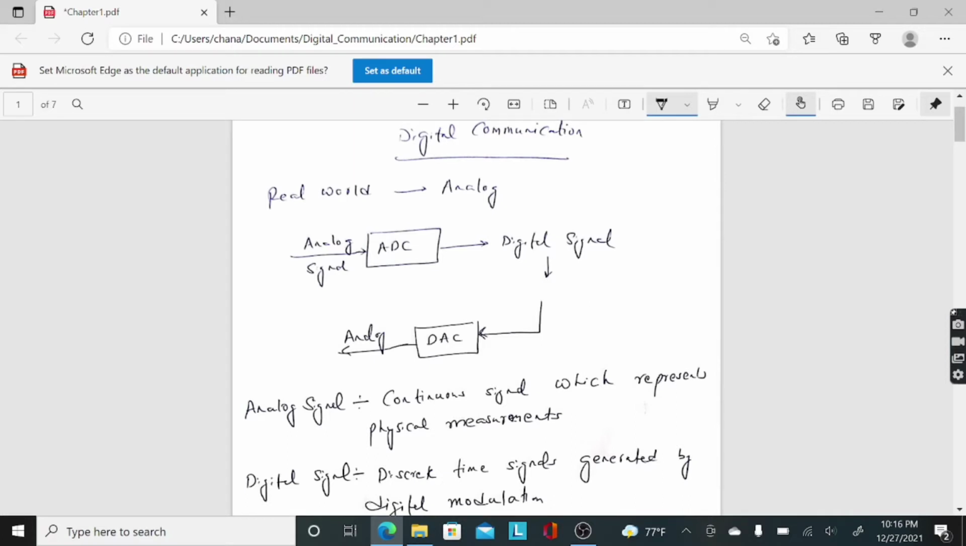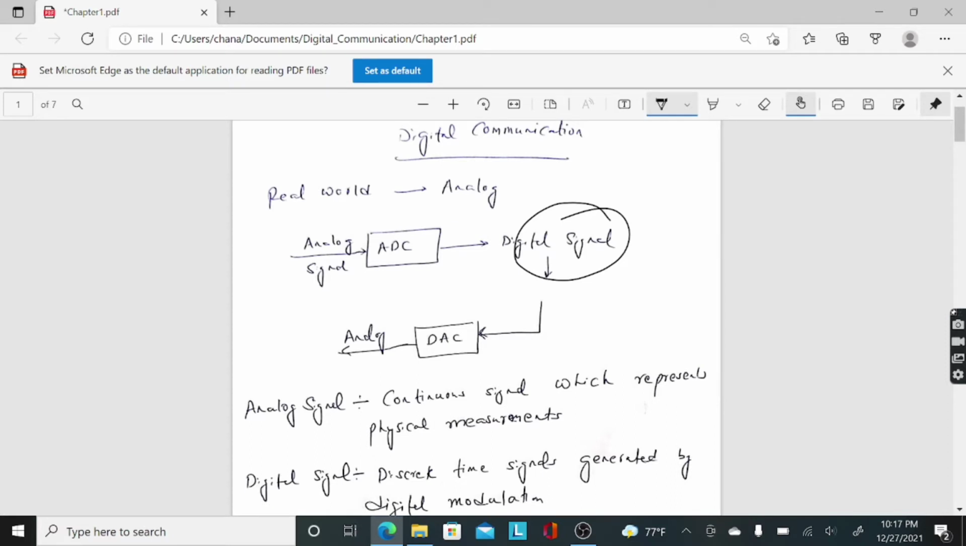In the real world, the real world signals are always analog signals, or I should say typically analog signals, say my speech or say temperature measurements. These are all analog signals. Analog signal is usually continuous signals and it's some way to physically measure it. Digital signals are discrete signals, which is usually generated after some kind of digital modulation.